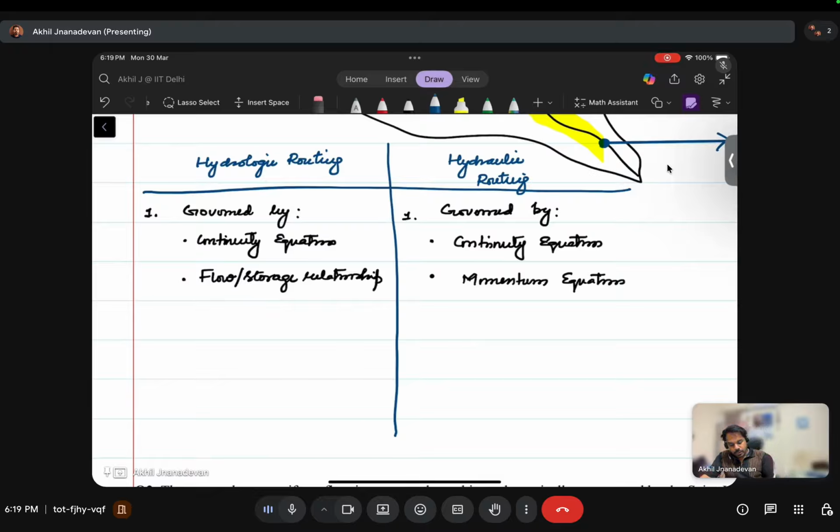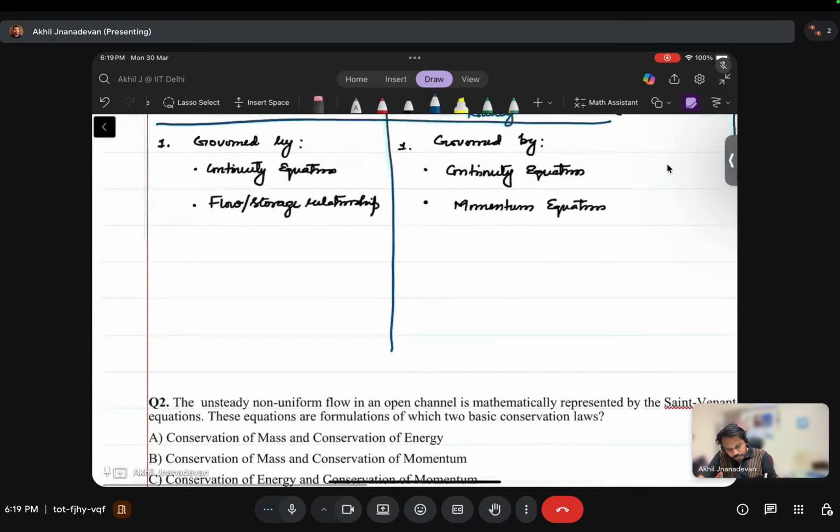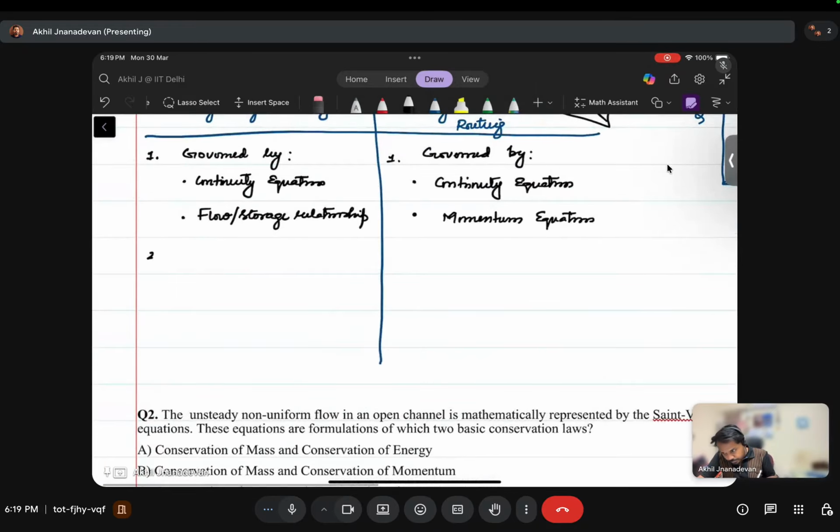That is hydraulic routing. Okay, and the second point is it is a lumped flow routing.